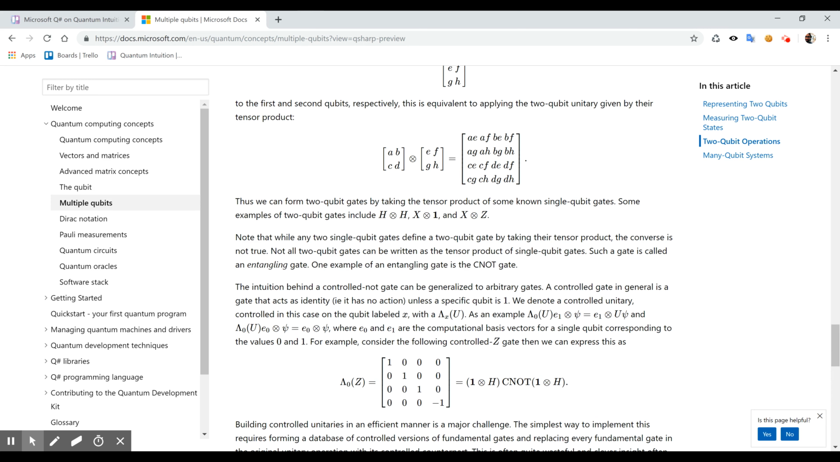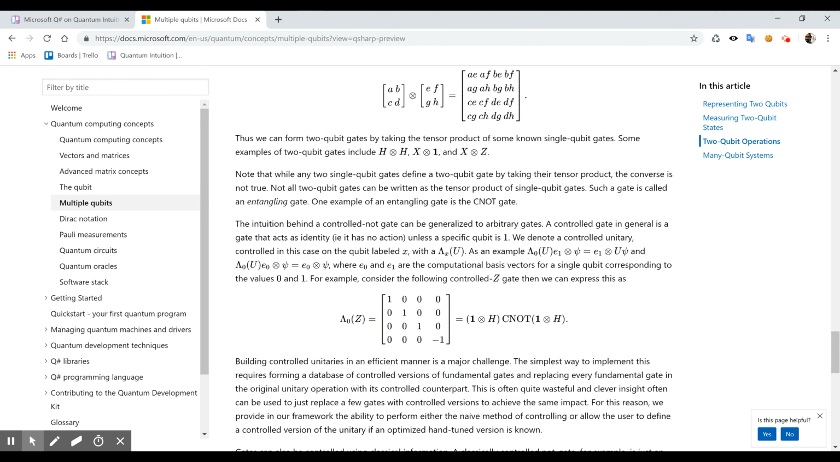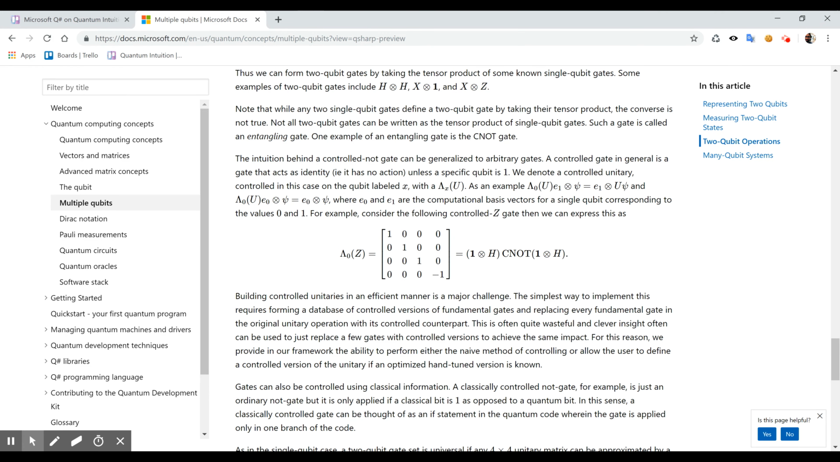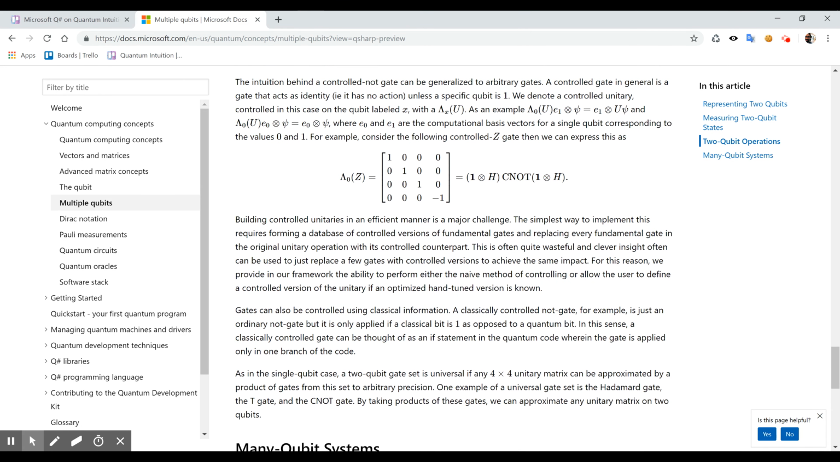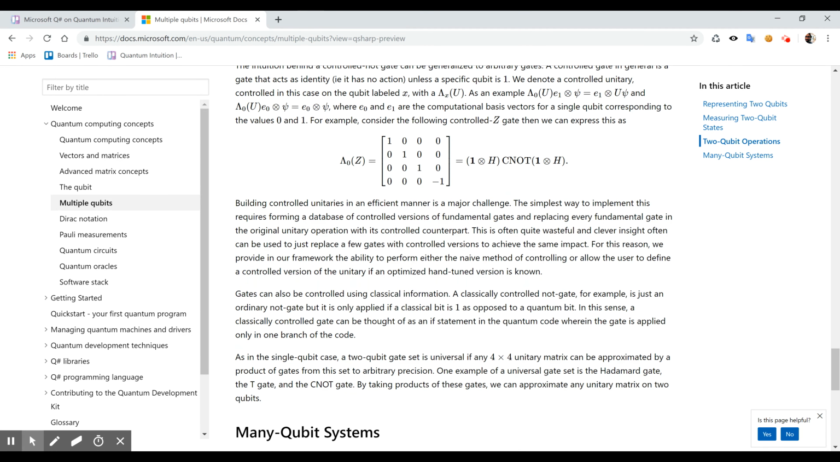Man, 50 qubits, that has to be a mess. Blah, blah, blah, transforming this stuff. Building controlled unitaries is an efficient major challenge. The simplest way to implement this requires forming a database of controlled versions of fundamental gates and replacing every fundamental gate in the original unitary version with its controlled counterpart.